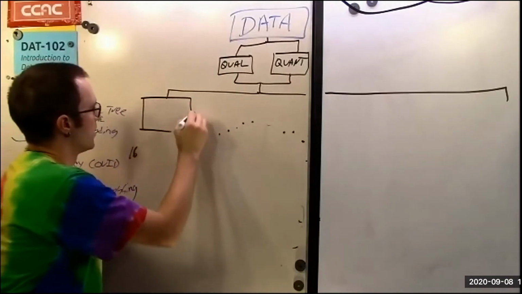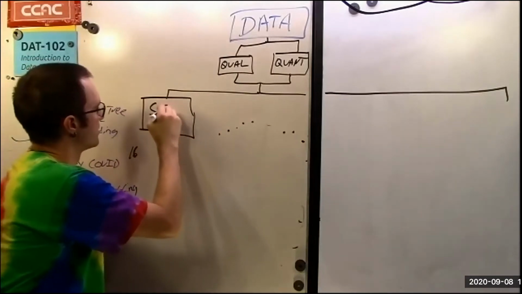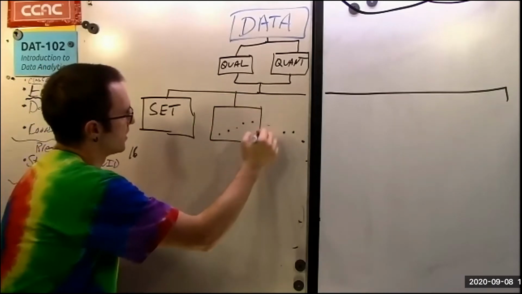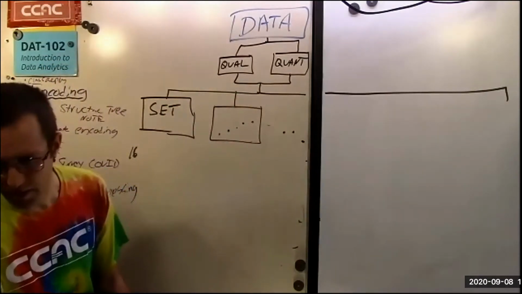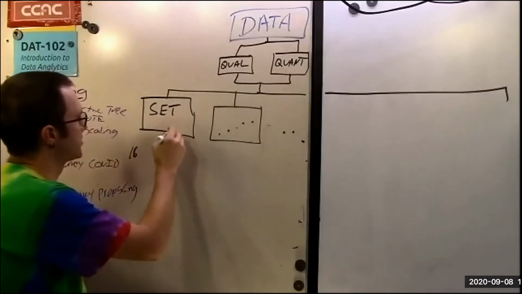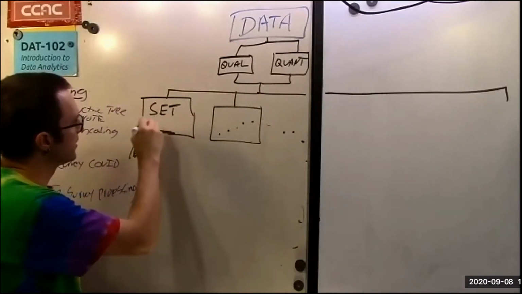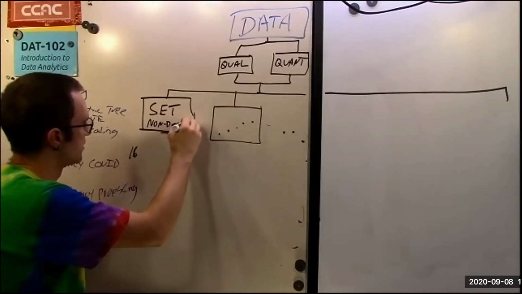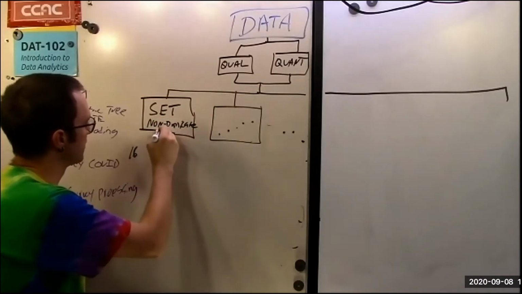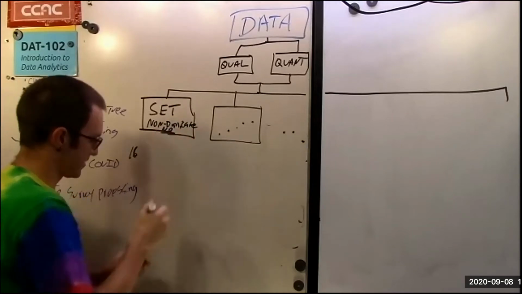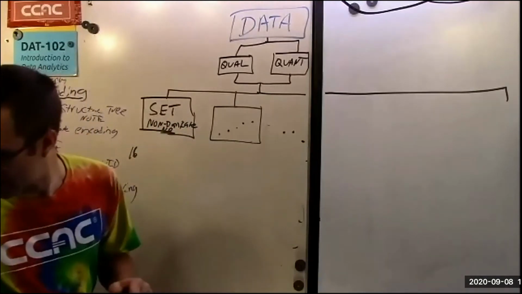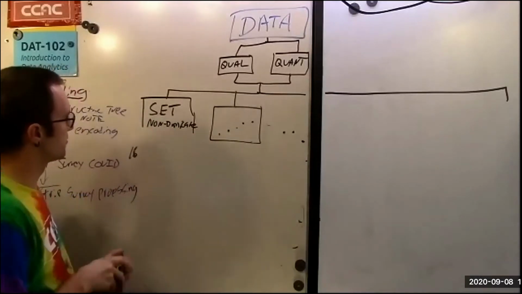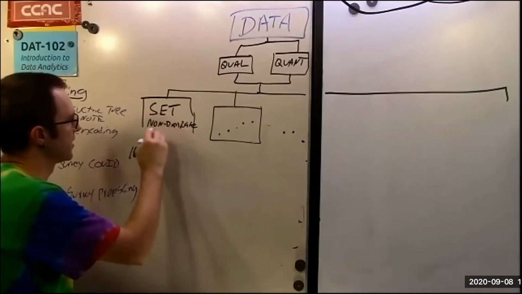So some of this is mathematical language, some of it is unique to the data world. So a set would be any containing set of non-duplicate elements with no defined order. So a set is non-duplicate, non-ordered.